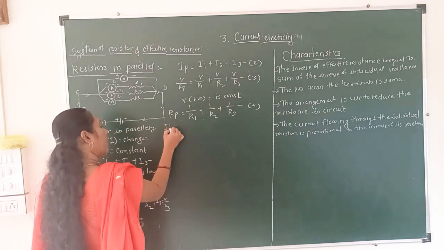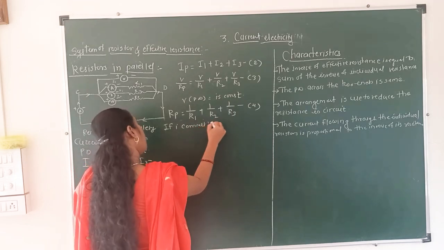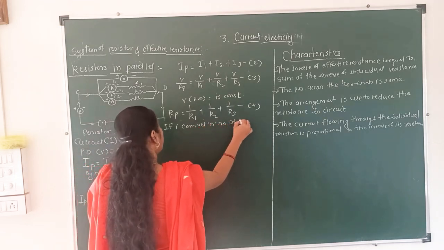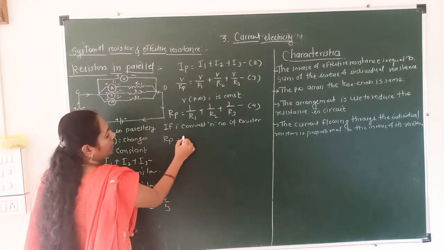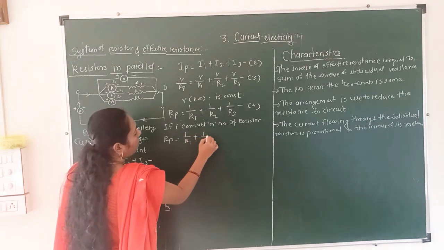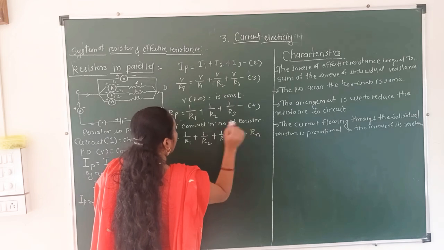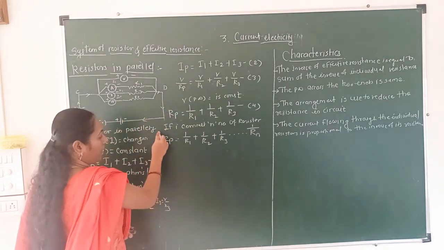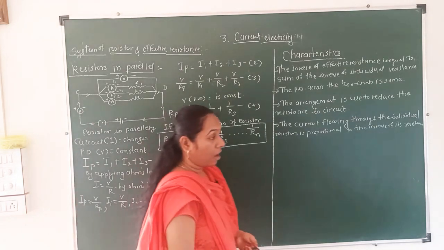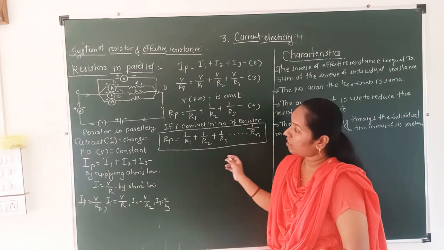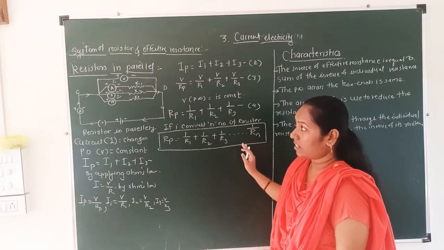See, if I connect n number of resistors here, what will be the equation? The equation becomes 1 upon RP is equal to 1 upon R1 plus 1 upon R2 plus 1 upon R3, up to 1 upon Rn, and this is the equation for resistors in parallel, and you will have numericals based on this equation in your exam. See, this is the equation for resistors in parallel.